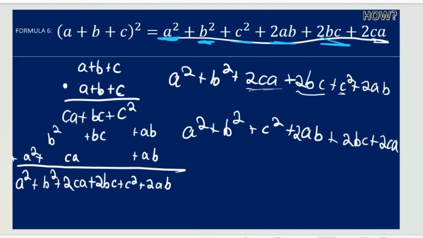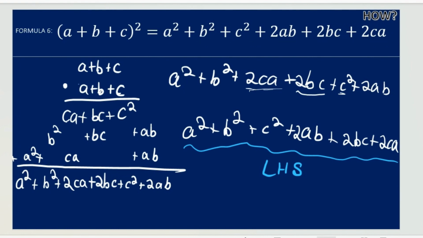Now we're just going to bring this a bit down. And now this whole thing is going to be the left hand side. And this whole thing is going to be the right hand side. So now the left hand side and the right hand side are equal. So again, this proves that this formula is pretty correct.